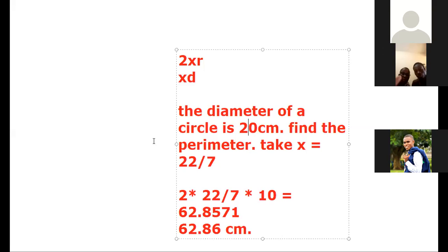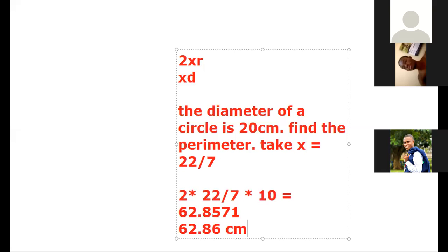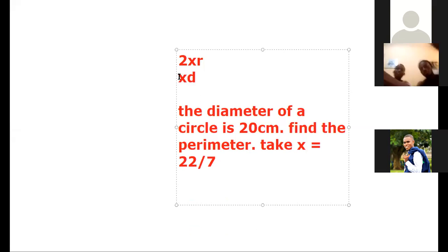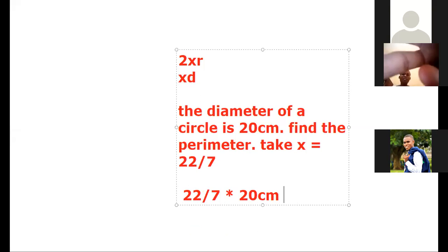The diameter of a circle is 20 in the perimeter. So if you are given the diameter, in this instance, you have not been given the radius, but you are given the diameter. And the formula for finding the circumference of a circle, when you are given the diameter, is pi d. It is pi d. So it is 22 over 7 times 20 centimeters, and not 2 pi r.